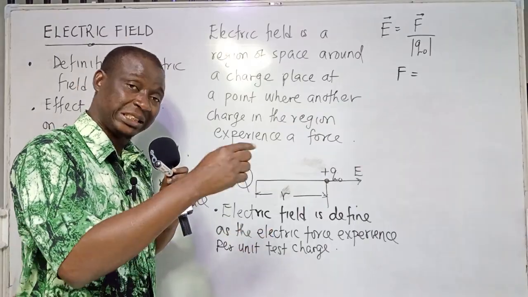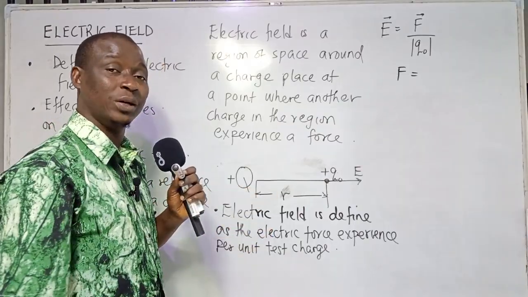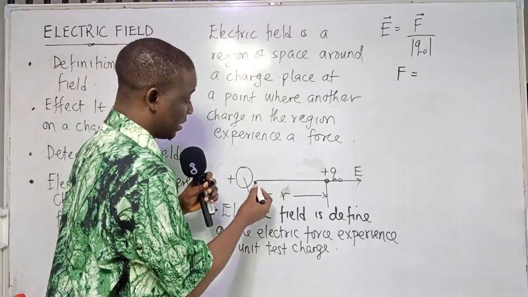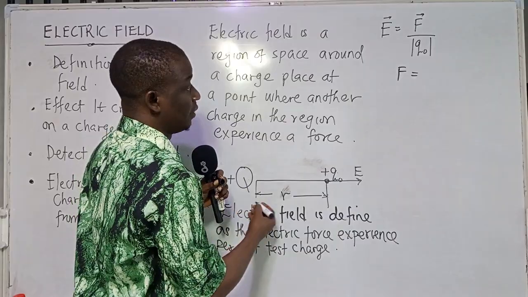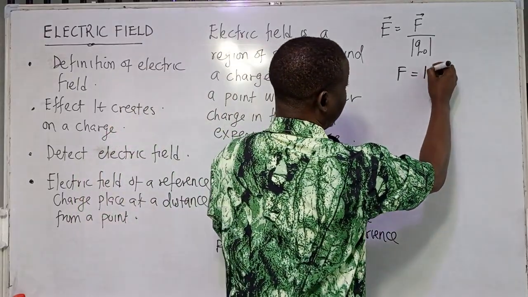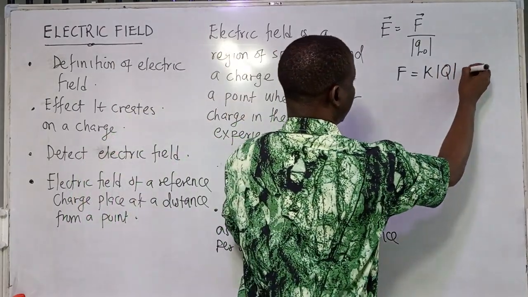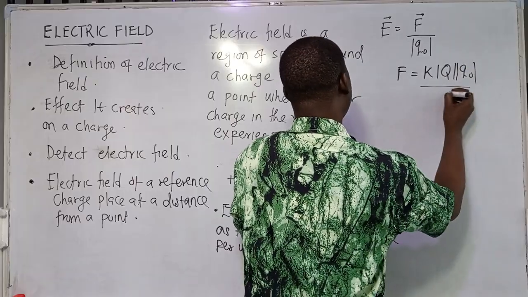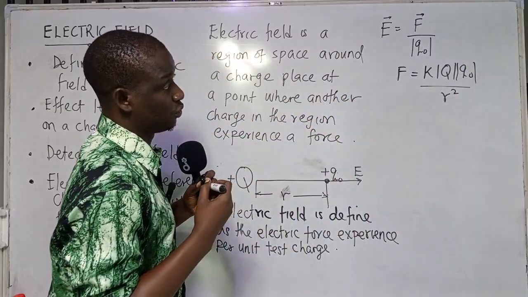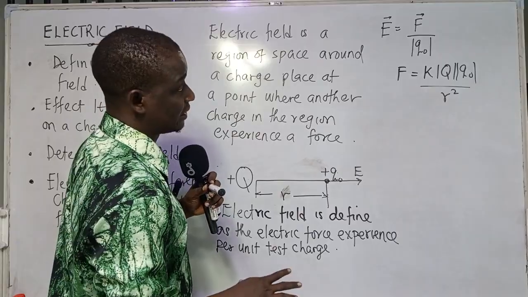It will exert a force on the charge that created the electric field. So what is the force it's going to exert? It's going to be between these two charges, separated by a distance. The force is K, reference charge, Q naught, divided by R square. That is the formula. Now that is the force.